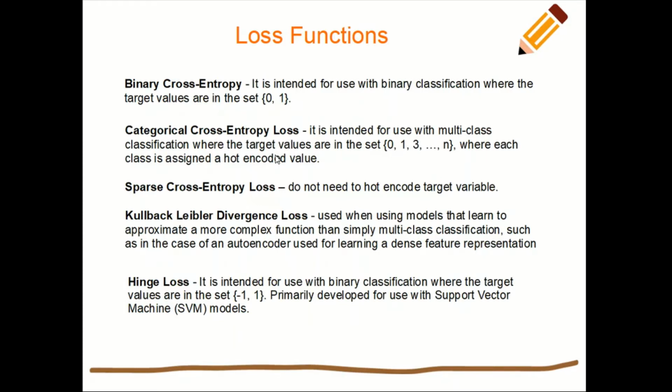one hot encoded, right? Now sparse cross entropy loss is also similar to cross entropy, and it is also used for multi-class classification. The only difference is that in the sparse cross entropy loss, we do not need to one hot encode the target variables or the labels. And then there are a couple of other variations of the loss functions also, like the Kullback-Leibler divergence loss, and for SVM purposes we also use the hinge loss. Okay.